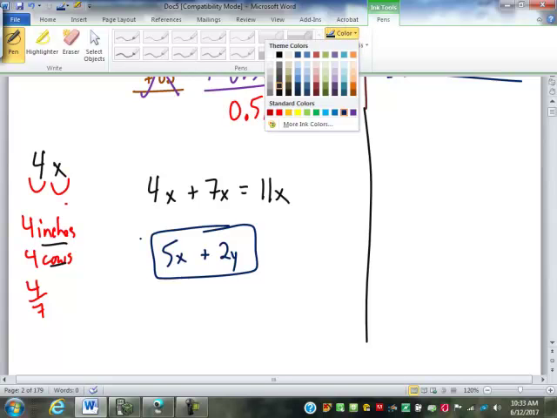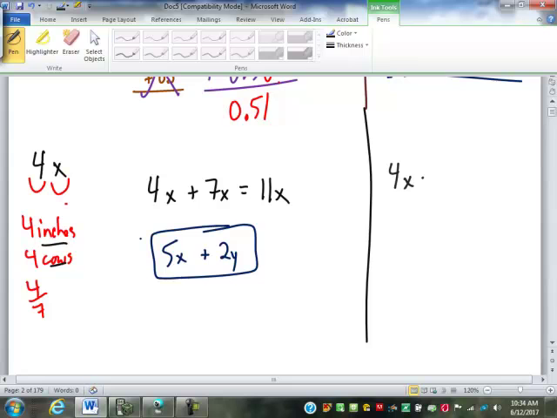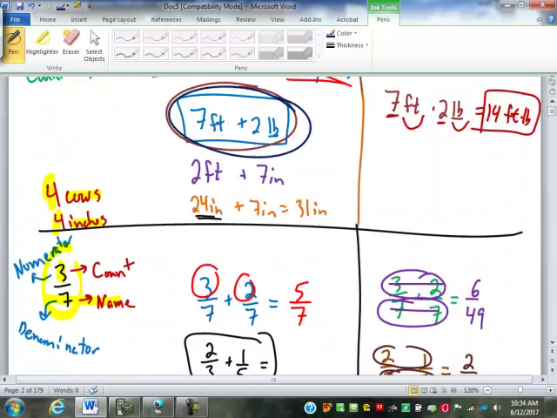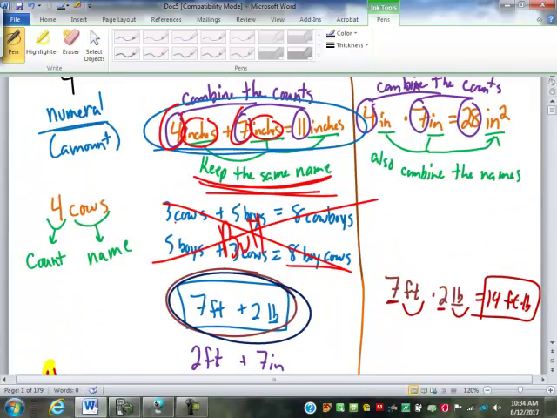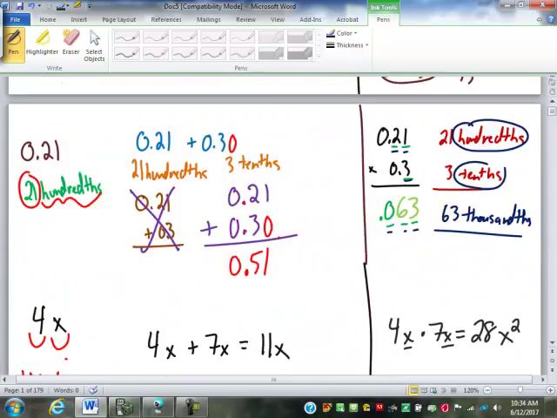If we were multiplying, let's add 4x times 7x, what do we get? 4 times 7 is 28. We combine the counts. We're multiplying, so we combine them with multiplication. But also combine the names. X times x is x squared. Just like inches times inches. Inches times inches became inches squared. X times x becomes x squared.